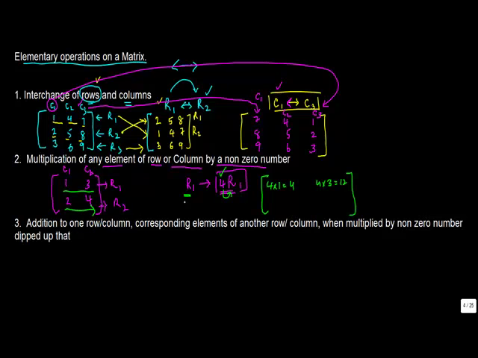Insofar as row 2 is concerned, there is no change, so the elements remain as they are. So this becomes the new matrix. Let's call this A1, if this was A. Right?